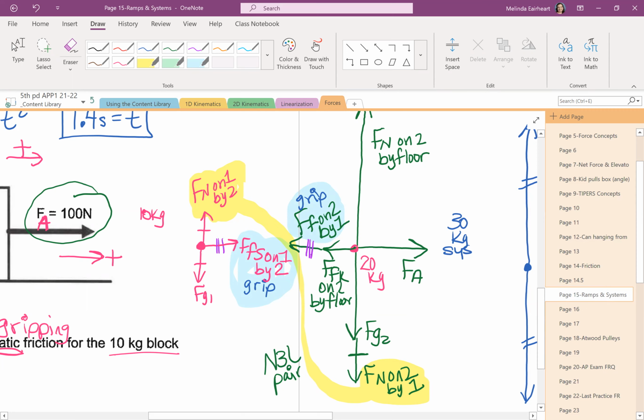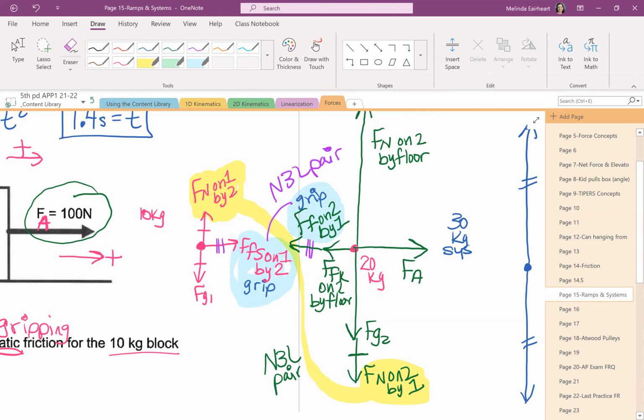We've identified another set of action-reaction pair, Newton's third law pair, right? And so these are a Newton's third law pair. Okay, I grip on you, you grip on me. 2 grips 1, 1 grips 2. So these are between the 2 objects, right?